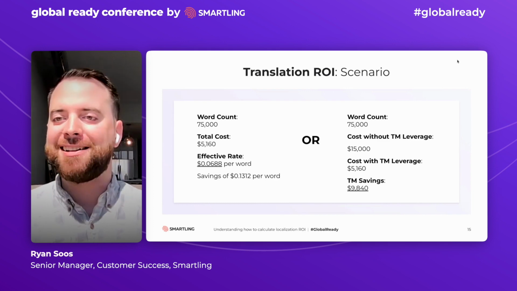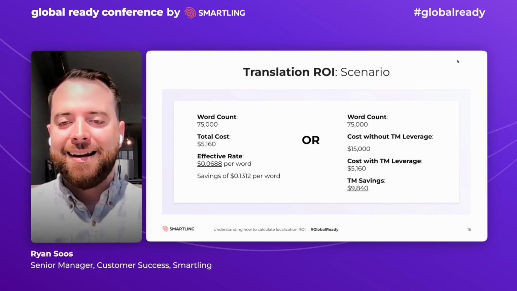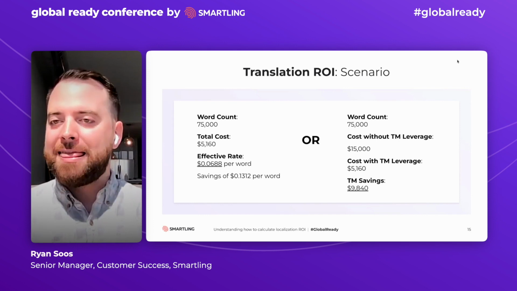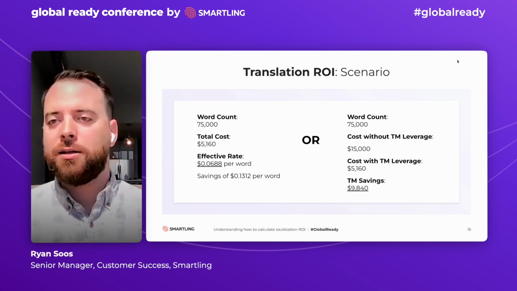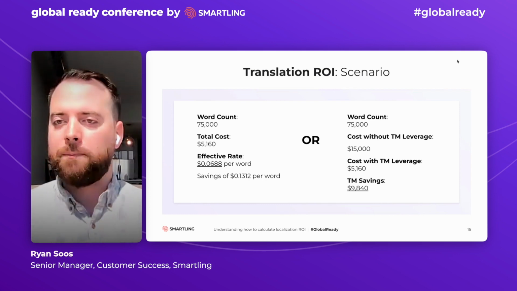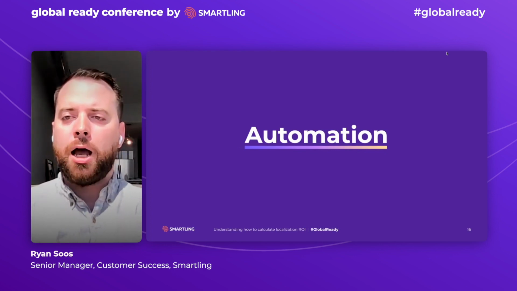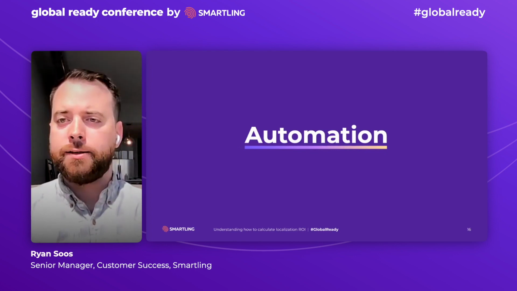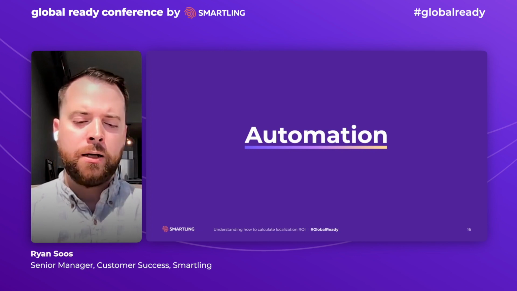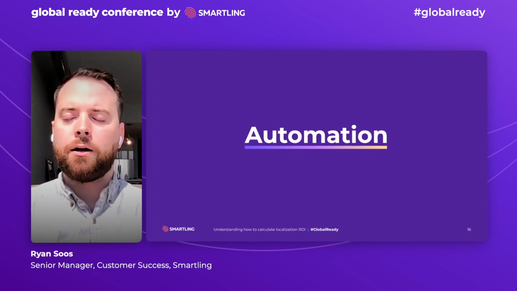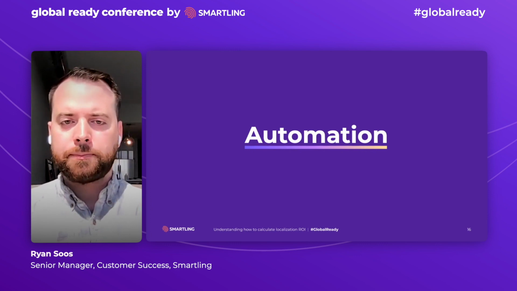So a little subtraction, right? A little easy math here. We saved nearly $10,000 simply by applying the translations that we've already paid for. So that is the way we speak about ROI when it comes to translations and translation spend. There's a very, very important other area that we talk about ROI with our customers, and that is automation.